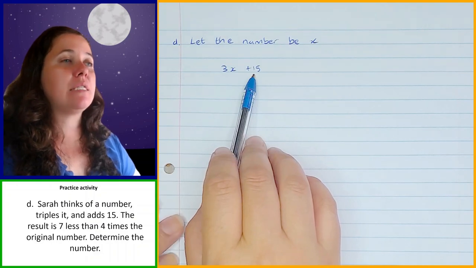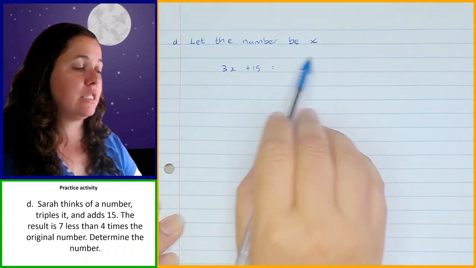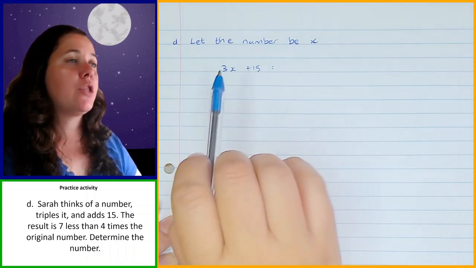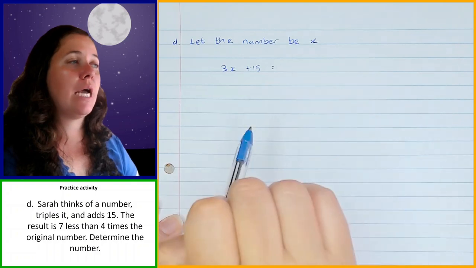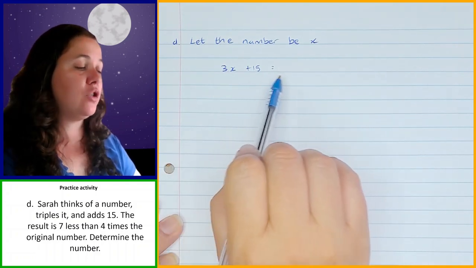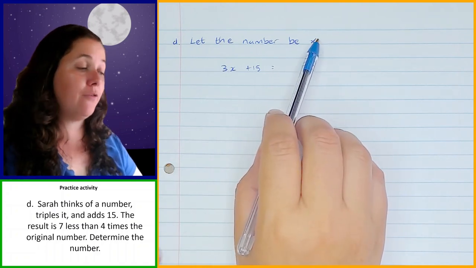It says the result, so now we're going to have equals, because the result is going to be on this side over here. The result is 7 less than 4 times the original number. So the way we're going to have to do that is first we have to multiply the original number by 4. So it's 4 times x.